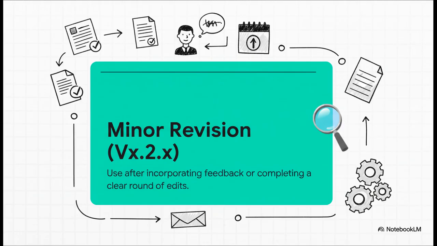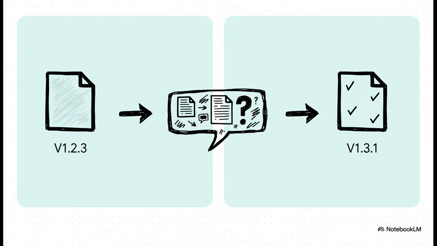Next up is the minor revision. Now this is your workhorse number. You'll probably use this one the most. You change this after you've completed a distinct chunk of work, like putting in all the feedback from your boss or finishing a specific round of edits. It marks a real milestone. Let's see how it plays out. So imagine you're at version 1.2.3. You get a bunch of feedback. Once you've made all those edits, you save the new version as V1.3.1. See that?